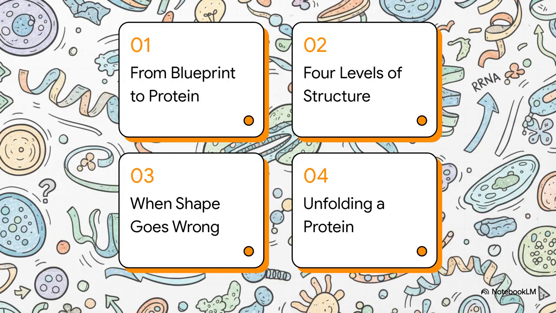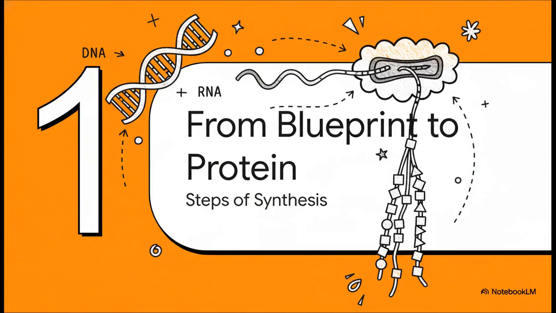Okay, so here's the plan for today. First, we'll go from the blueprint to the actual protein. Then, we'll dig into the 4 levels of protein structure. We'll also see what happens when that shape goes wrong. And finally, we'll talk about unfolding a protein. Let's get started. All right, section 1, from blueprint to protein.